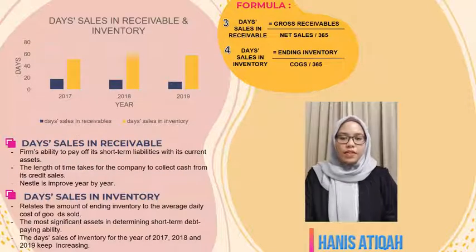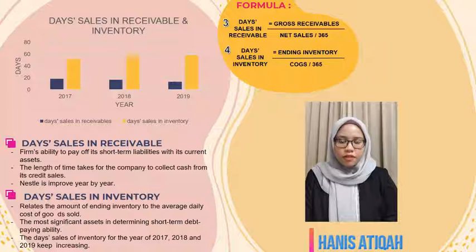The number of day sales in receivable relates to the amount of account receivable to the average daily sales on account. Day sales in receivable is the length of time taken for the company to collect cash from its credit sales. The sooner the cash can be collected, the sooner the cash can be used for operation.